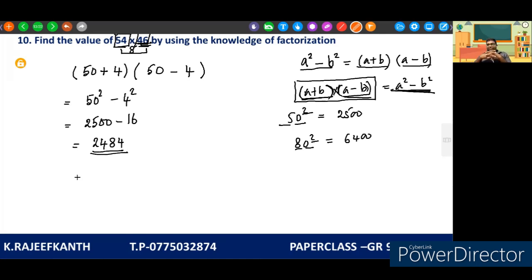Right? Then 54 times 46. We have to arrange it in the format of a plus b into a minus b. Then we found the difference of those two numbers, that is 8. The second step is we found the half value of that difference 8, that is 4. Then we have to add 4 and subtract 4. Then 50 squared minus 4 squared. 50 squared is equal to 2,500. 4 squared is equal to 16. Then 2,484 is the answer.